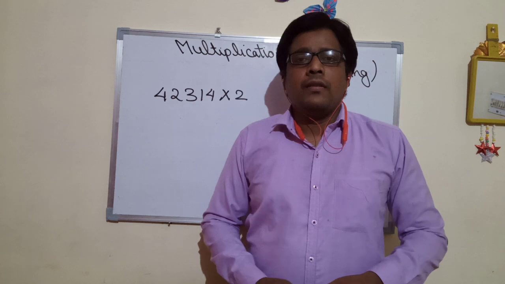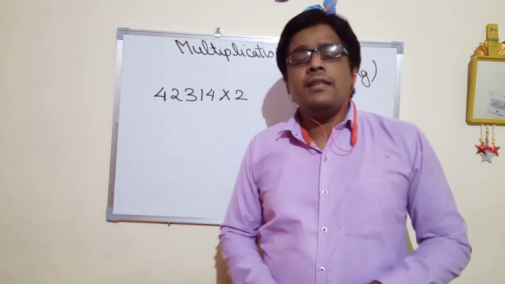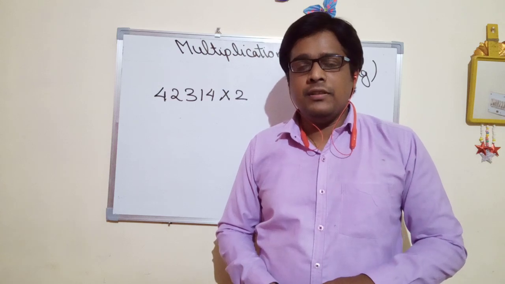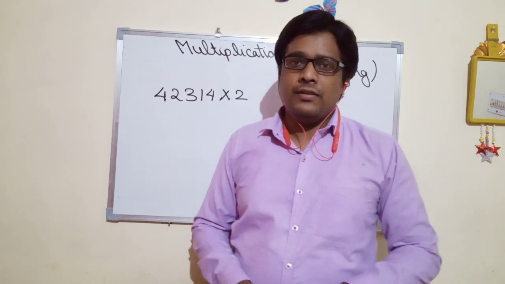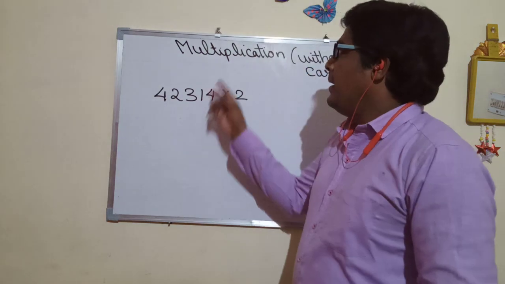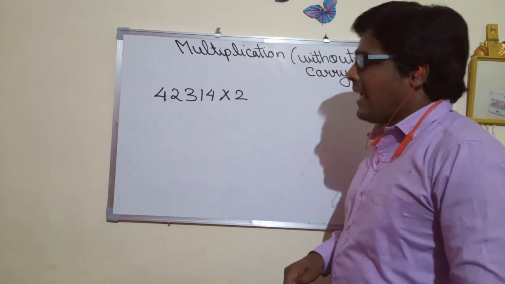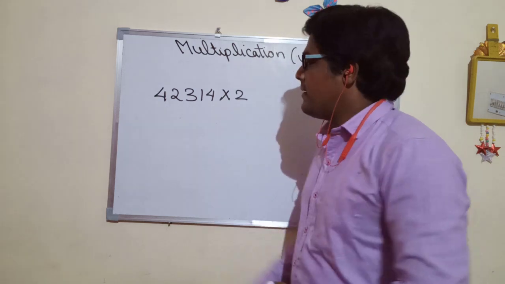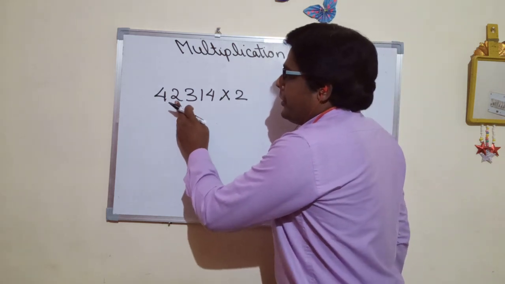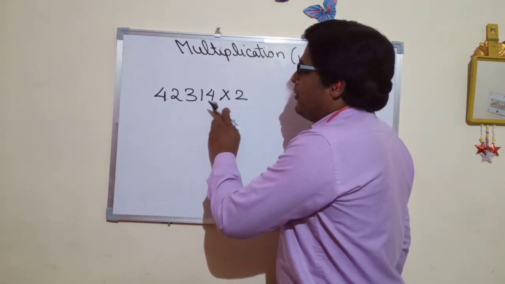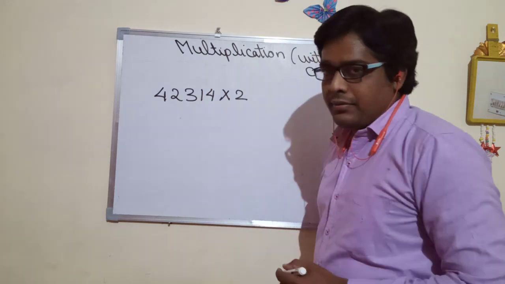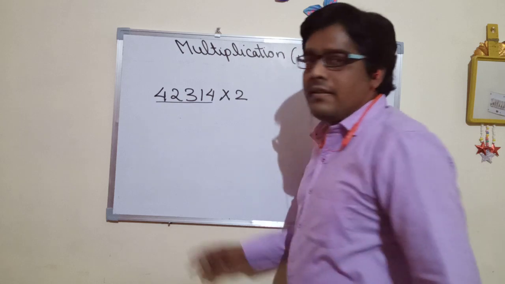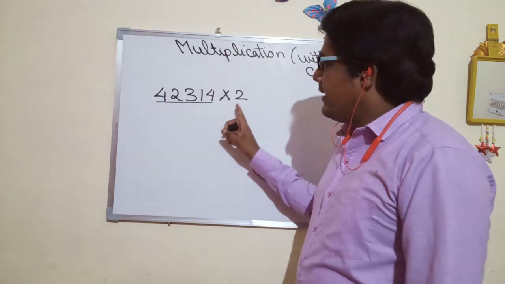Hello children, in this video we will see multiplication of a 5-digit number by a single digit number. We will start by multiplication without carrying. The first question which we are going to do is 42,314 multiplied by 2. Here 42,314 is the multiplicand and 2 is our multiplier.